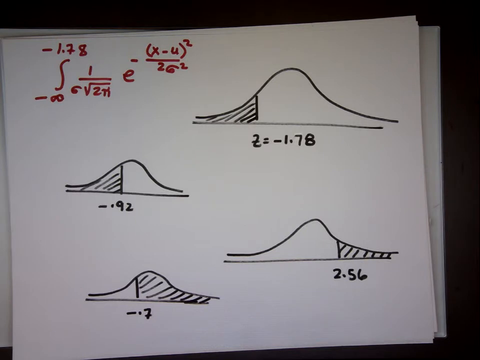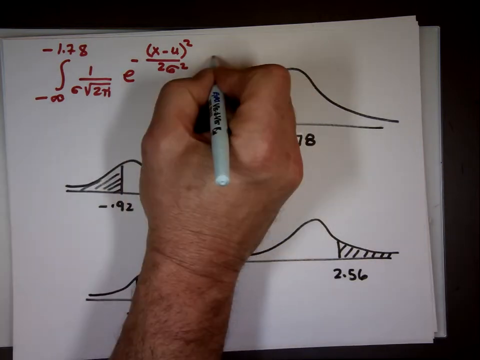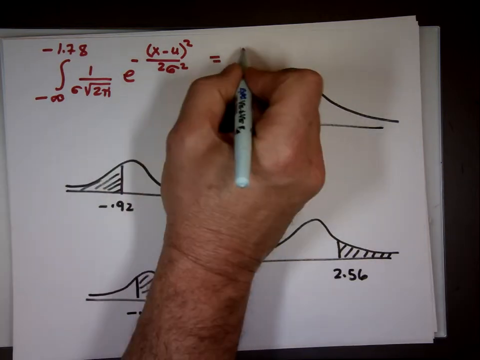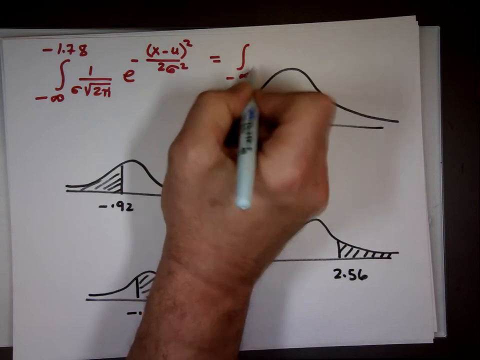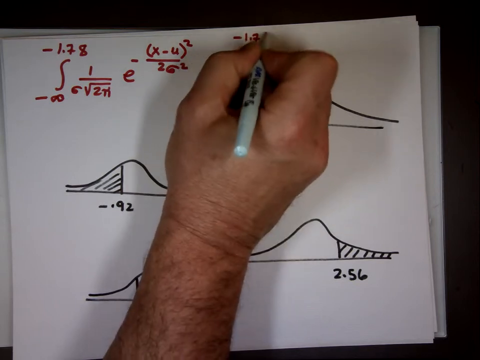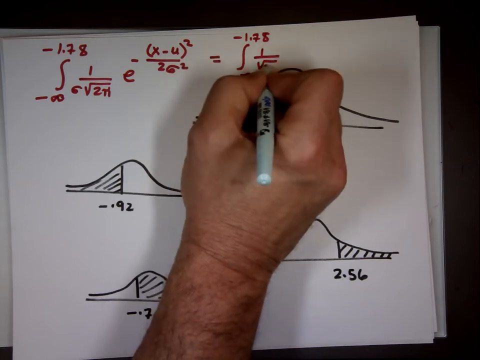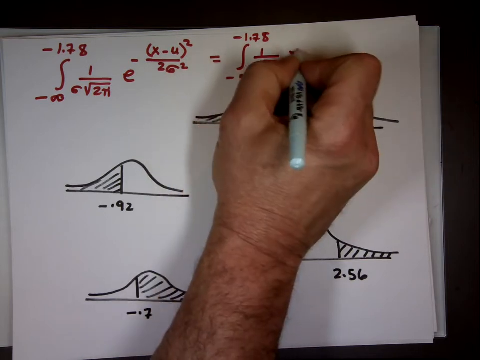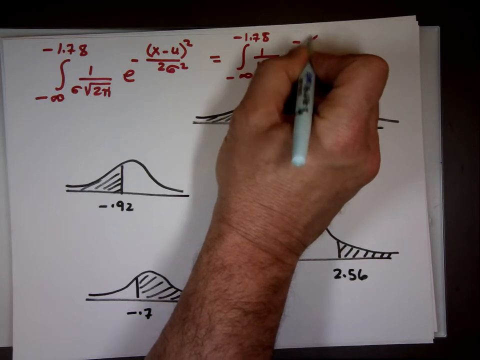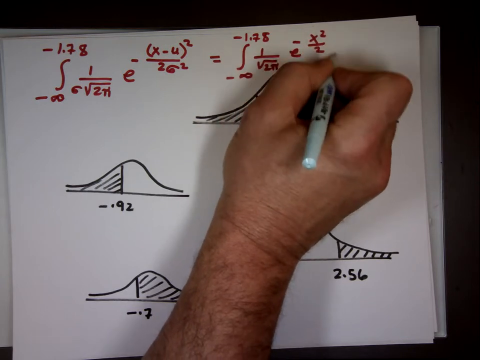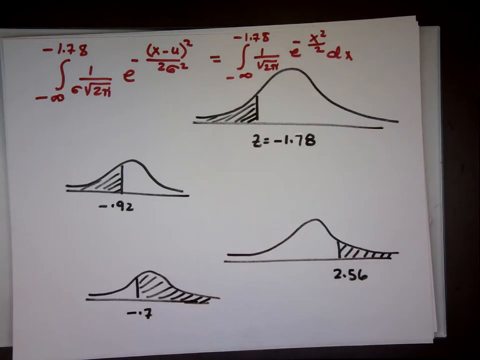So if sigma is 1, mu is 0 for the standard distribution, what are you going to have? 1 over the square root of 2 pi, e to the power of negative what? X squared over 2, dx. How would I integrate that one? Bless you. Thank you. How would you integrate that one? Take the 1 over square root 2 pi out.